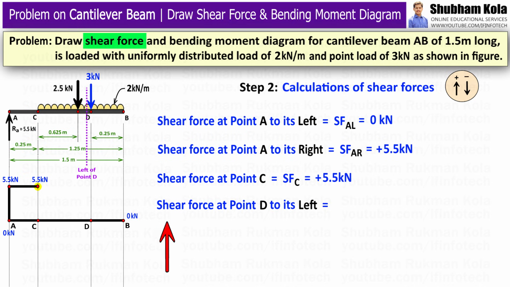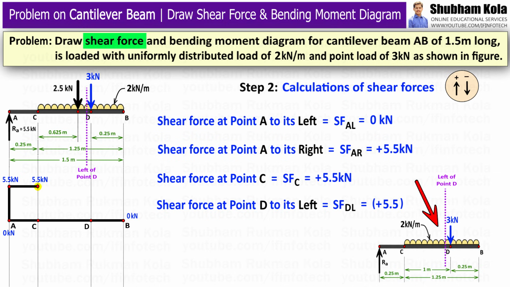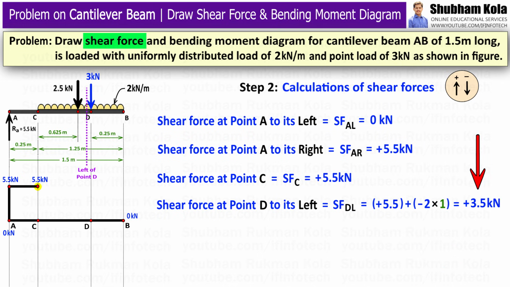Now I am taking section to the left of point D and I will calculate the shear force at point D to its left, that is SF at point D to its left, and here I will carry forward previous value of shear force up to point C, which is 5.5 kN. Here, as we are calculating the shear force up to point D to its left, hence I will only convert this much part of UDL into point load acting in the downward direction. Hence I will add minus 2 kN per meter into distance 1 meter. So this will get the shear force as 3.5 kN.